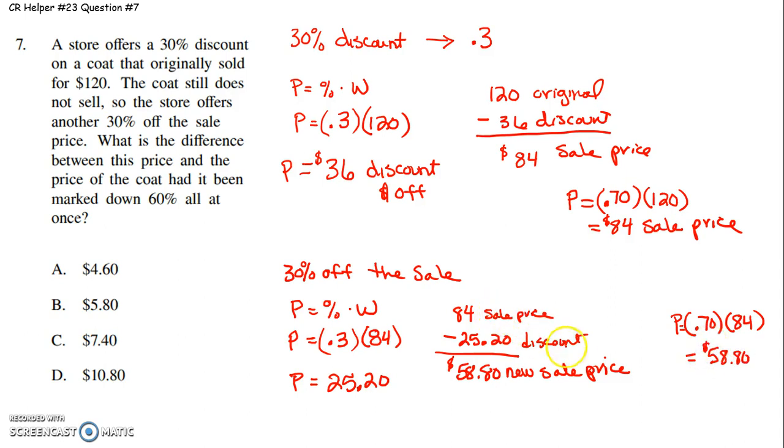Okay? Now I'm going to tell you, this problem still isn't done. What I've done at this point is found out how much I'd be paying if I took 30% off and then another 30% off. I'd be paying $58.80. Now they say, and I'm going to have to go to maybe another slide because I don't have enough space here. So let me pause my video and make another slide.